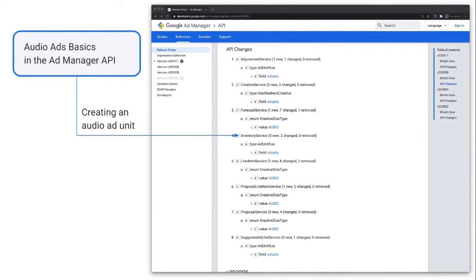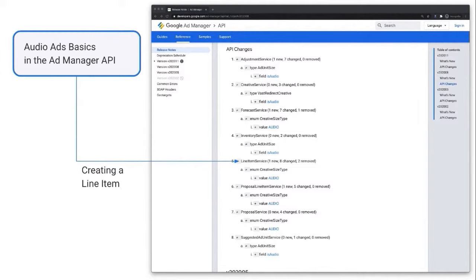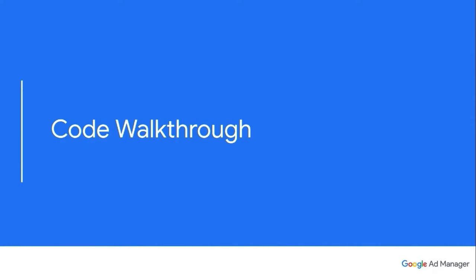Similarly, the API added the isAudio flag to the AdUnitSize class so that you can indicate which ad units expect audio creatives. The third and last component of API support is that the creative size type enumeration has a new audio value. You can use this value to create line item targetings to match with audio ads requests. Next, let's see how these changes can be used in the code.